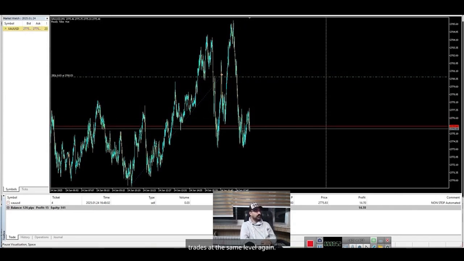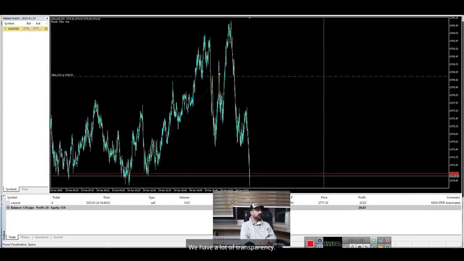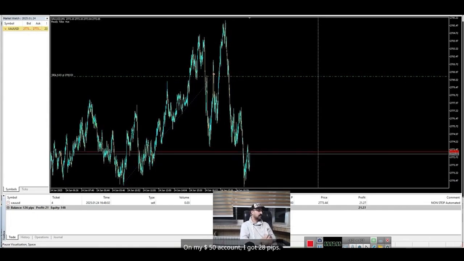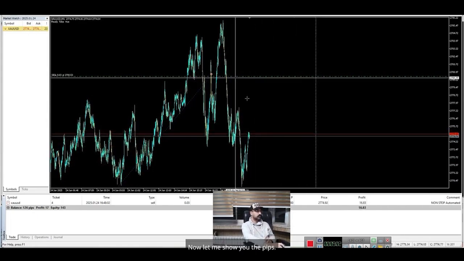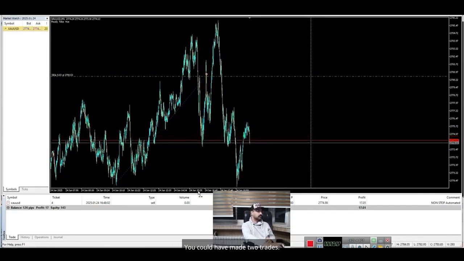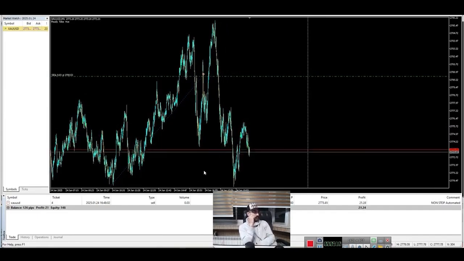We have a lot of transparency. You can see the trades. On my $50 account, I got 28 pips. I got $28. Now let me show you the pips. So you could have received 12 pips from the robot. You could have made 2 trades.